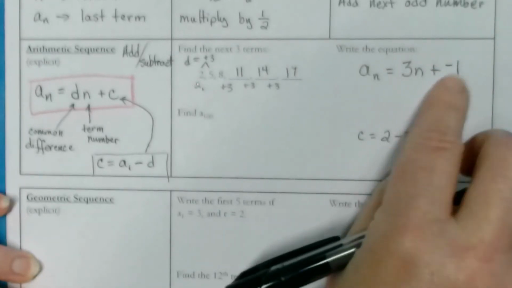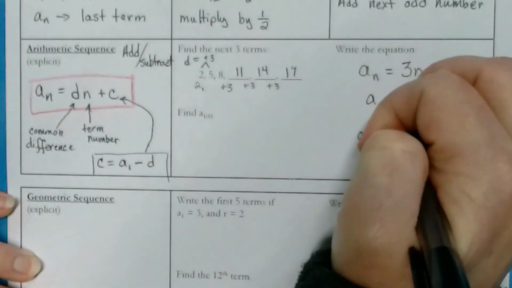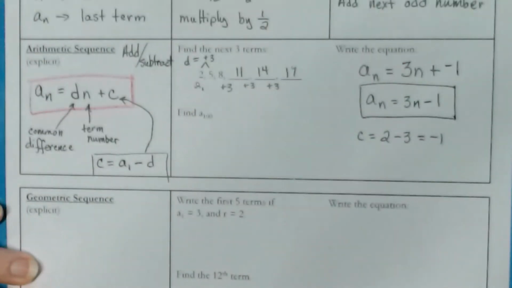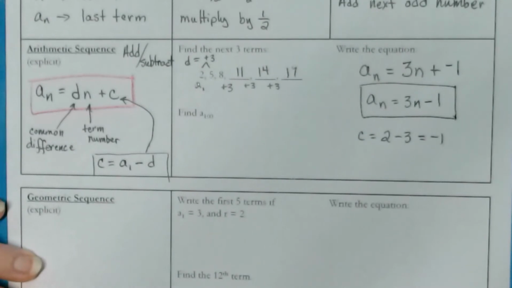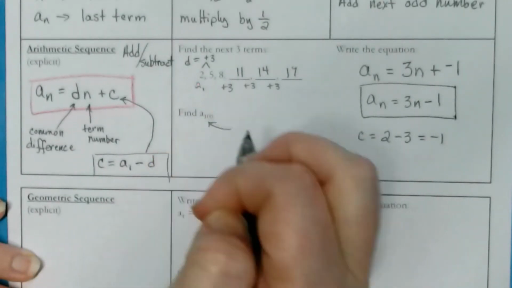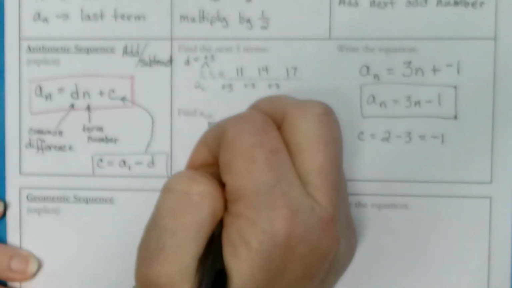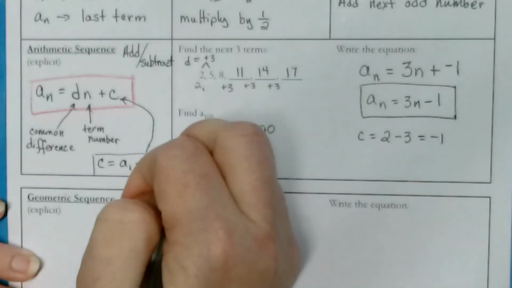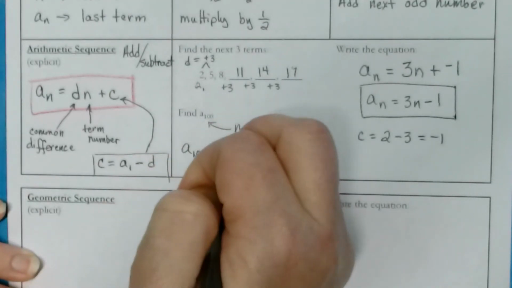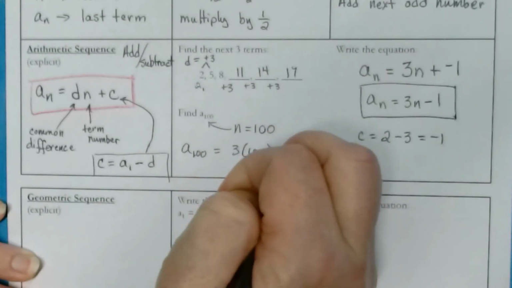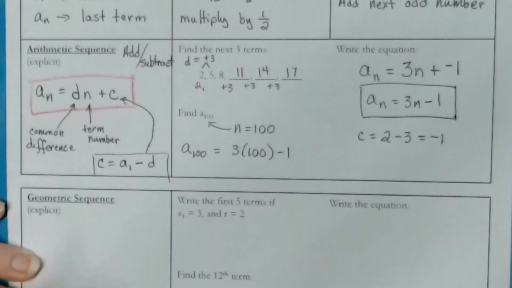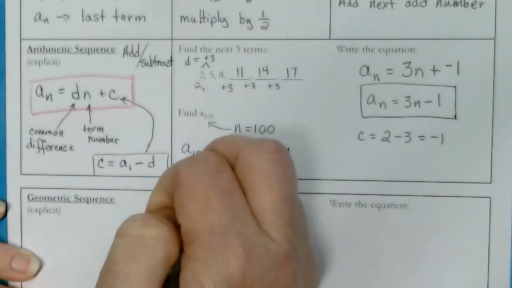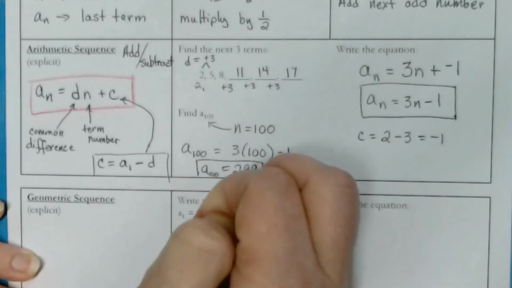Now, yes, we could have written this different, right? We could have written this as a sub n equals 3n minus 1. All right, so that is my simplified written equation. It's beautiful because now I can take 100, which is my n value, and plug it into my equation. So a sub 100 equals 3 times 100 minus 1. So 3 times 100, 300 minus 1. So that gives me 299. So the 100th term is 299.